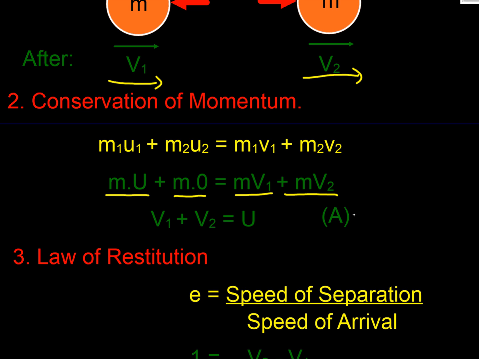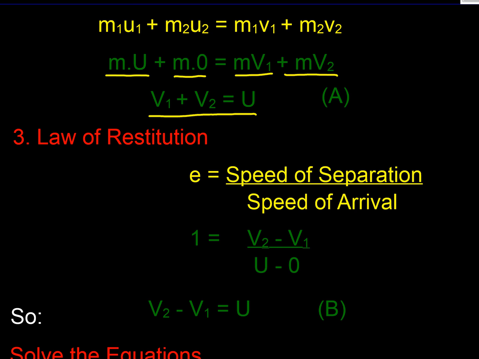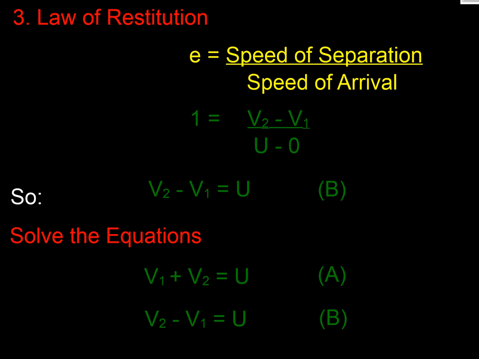Now you can see m is a common factor here, so I can cancel that out, and so I know that v1 plus v2 must equal u. That's my first equation. Now I've got to use the law of restitution. So let's just have a look.